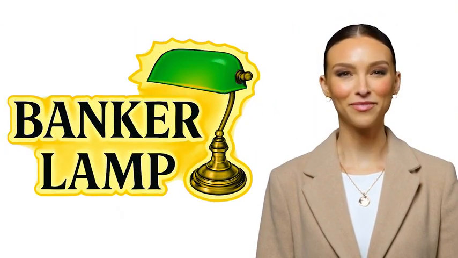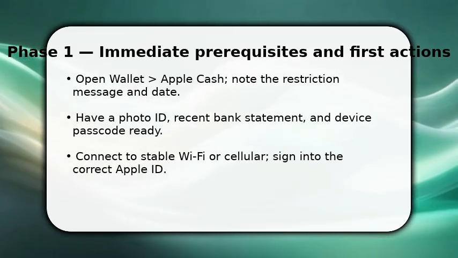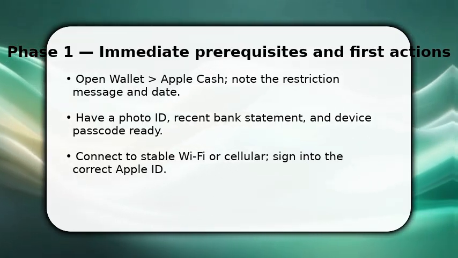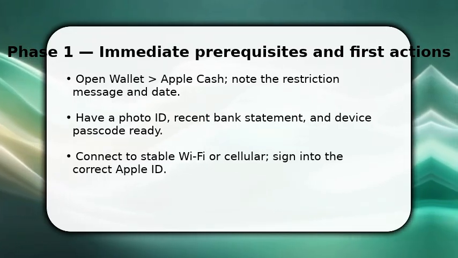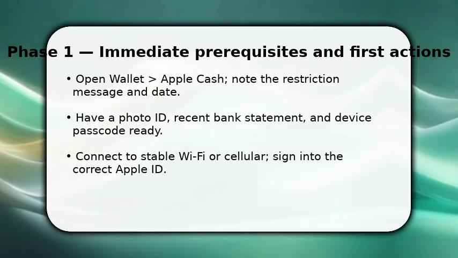Please enjoy the video. You begin by confirming the restriction details shown in Wallet. Note the exact wording and date. Once done, gather your photo ID, a recent bank statement, and your device passcode so you can verify identity quickly.